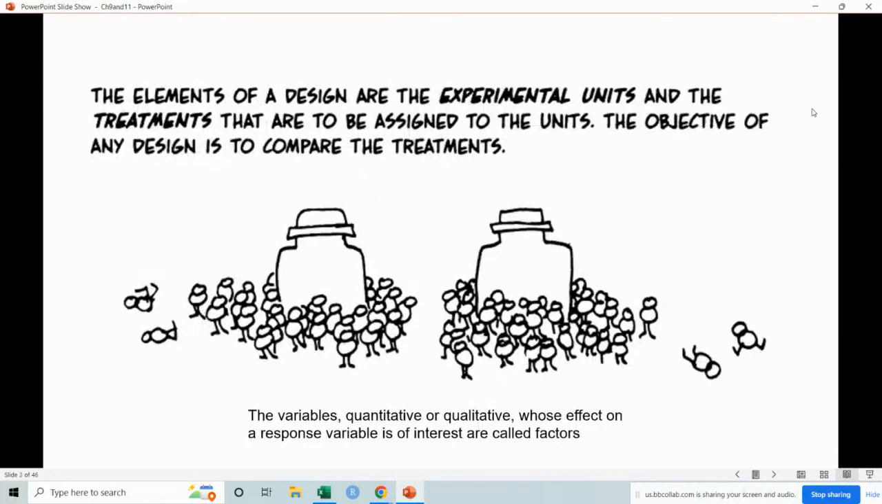So the elements of a design are the experimental units and the treatments that are to be assigned to those units. The objective of any design is to compare the treatments. The variables, quantitative or qualitative, whose effect on a response variable is of interest are called factors. So just some basic definitions here. You need to know what an experimental unit is, a treatment, and a factor.